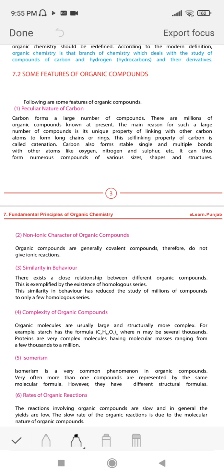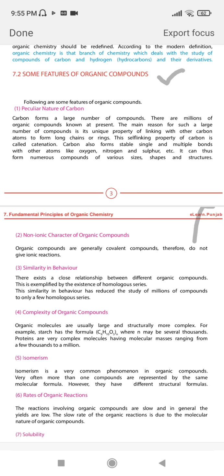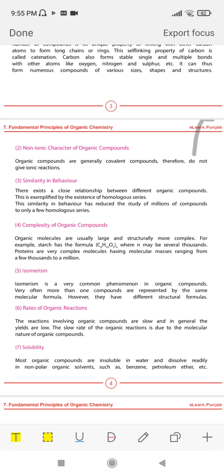So in this topic, the following are some features of organic compounds. First is the peculiar nature of carbon. Second is the non-ionic character of organic compounds. Third is the similarity in behavior. Fourth is the complexity of organic compounds. Fifth is isomerism, sixth is the rate of organic reactions, and seventh is the solubility of organic compounds.